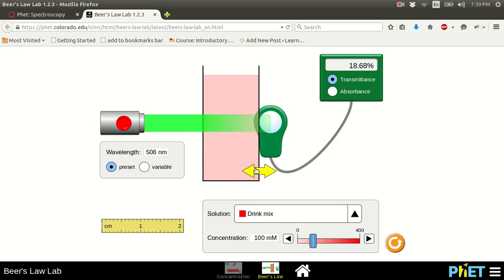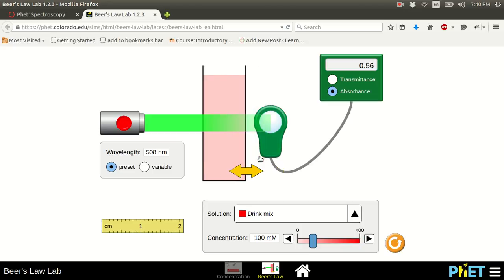Oh, look, I can change the length. I can change the width of this container of liquid, and as I do so, the percent transmittance of the light through the liquid changes. If I have a narrower container, more light gets through. A wider container, less light gets through. What about absorbance? This absorbance is quite low. As I decrease the width of the container, the absorbance gets even lower.